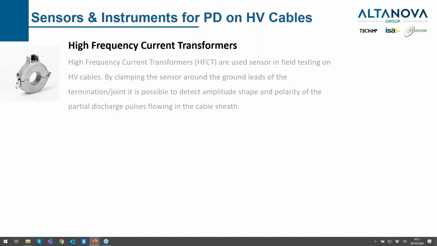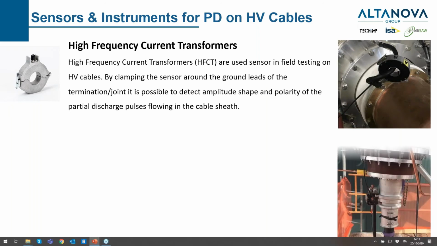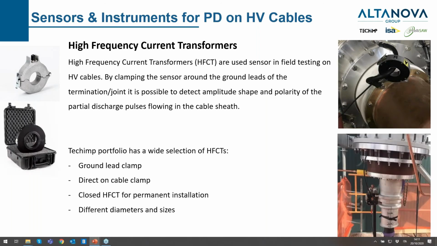High frequency current transformer: a sensor used in the field testing on high voltage cables. We can clamp this sensor around the ground, the earthing leads of the termination and joints. It is possible to detect the amplitude, shape, and polarity of the pulses flowing in the cable sheath. The KIMP has a wide range of diameters for such high frequency current transformers. They have been designed in order to reduce the low frequency signal. In that case, we can increase the signal to noise ratio.